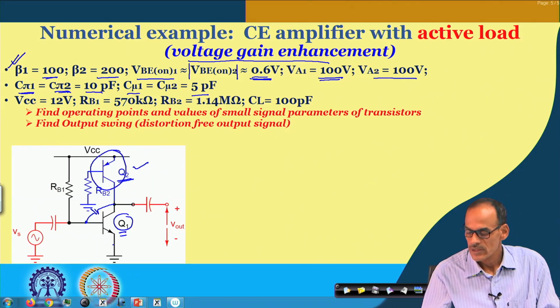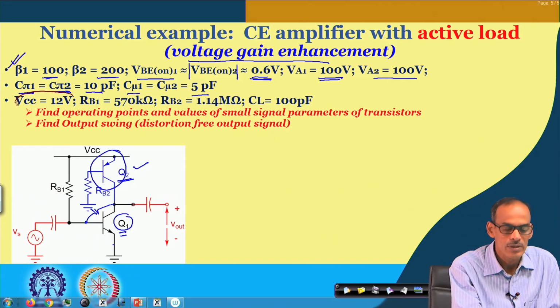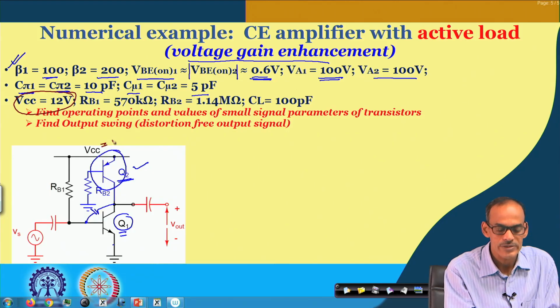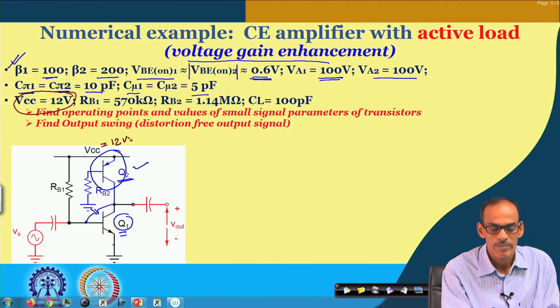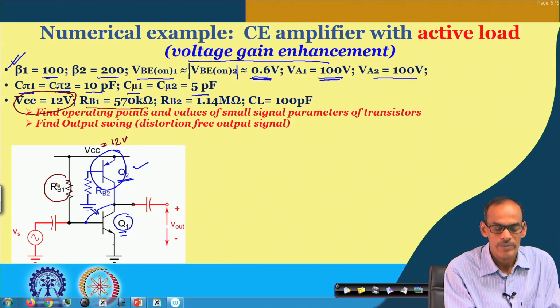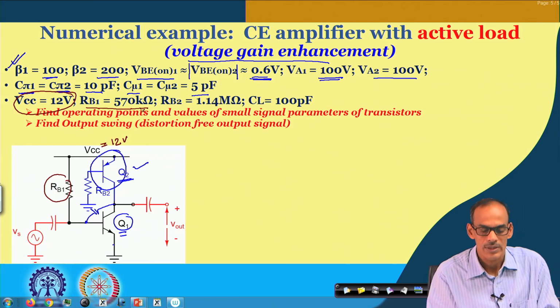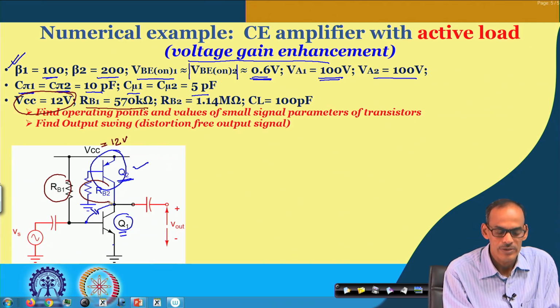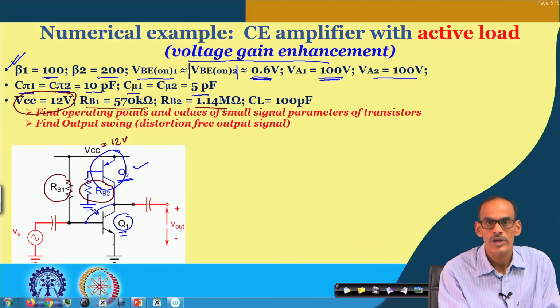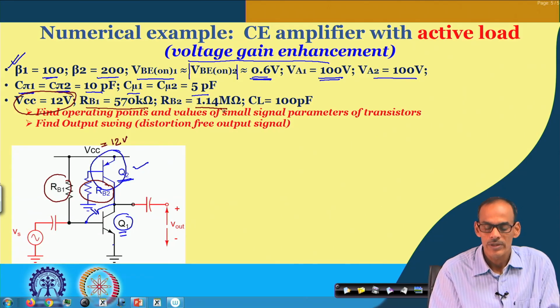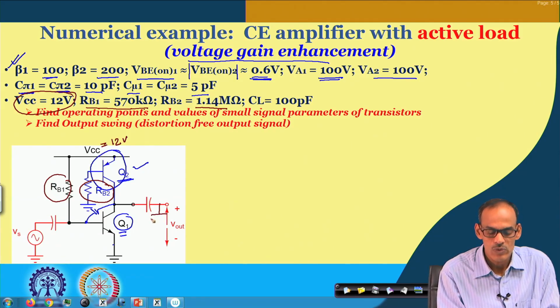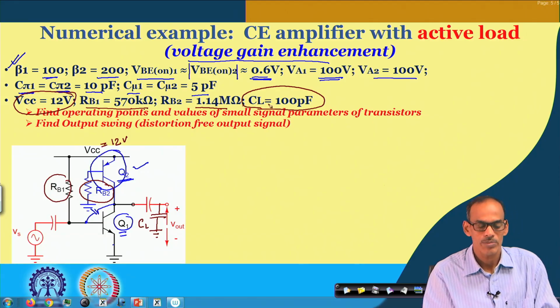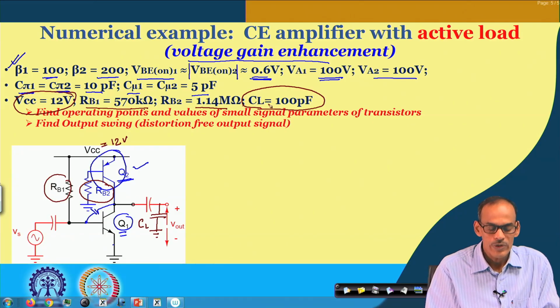Then we also have the information about the supply voltage. Here we consider it to be 12 volt, and the bias circuit information is given here. RB1 we have taken as 570 kilo ohm, and RB2 is 1.14 mega ohm. We are also assuming that in case we have some load capacitance, its value is given here as 100 picofarad.